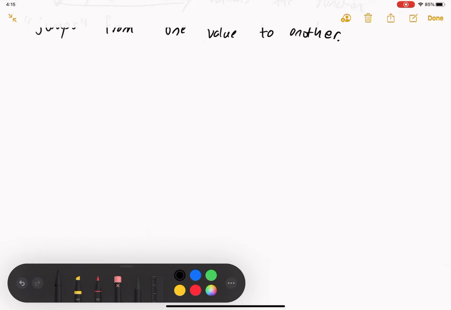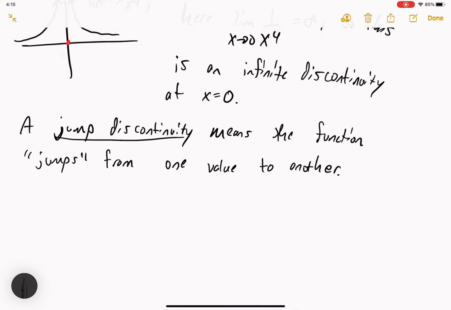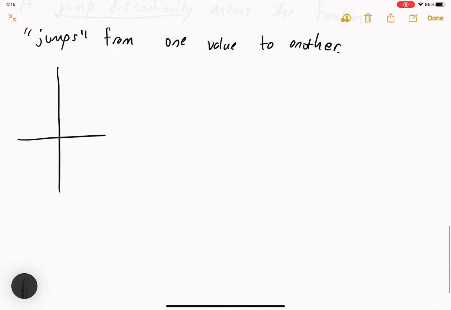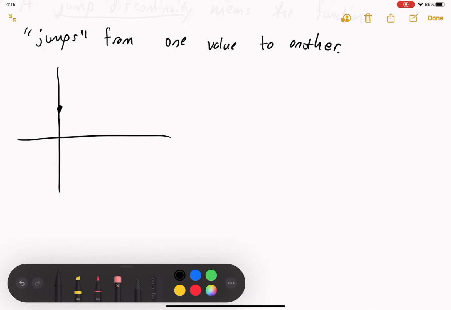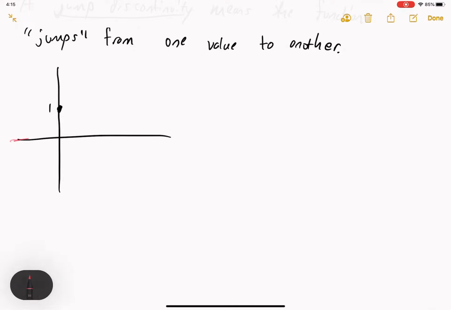So if you guys remember the Heaviside function, let's just say this is 1. There's a function that starts off at 0. It goes to 0 as we approach from the left, and then for everything positive or greater than or equal to 0, it's 1. This is like h of x.